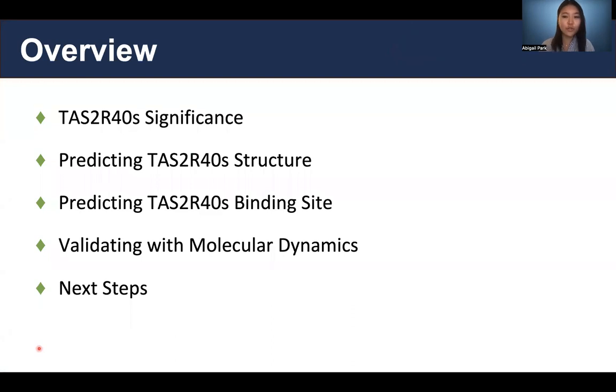So just a quick overview of my presentation. First, I'll be talking about the significance of TAS2R40. Then I'll be talking about predicting TAS2R40 structure and its binding site, and then how I validated results with molecular dynamics. And finally, I'll be talking about the next steps in my project after this summer.